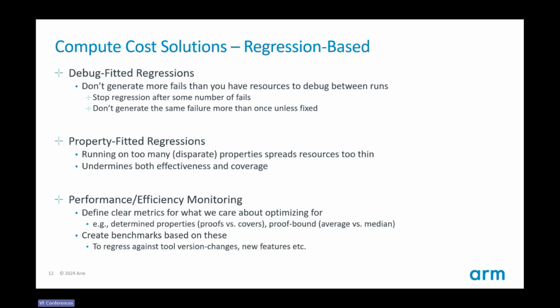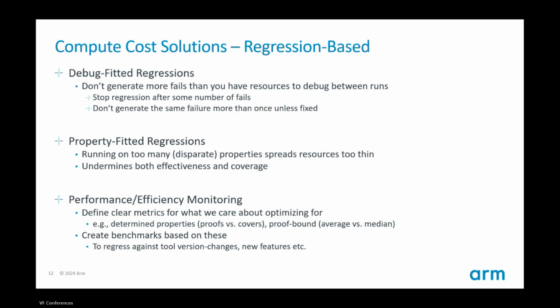Don't generate more fails than you have resources to debug. Again, kind of common sense, but it's important to have that enforced. And then the second one, which is not very obvious, is property-fitted regressions, which means if you run, let's say, a nightly on too many properties at once, you're spreading your resources too thin, which undermines the whole point of it in coverage in general.